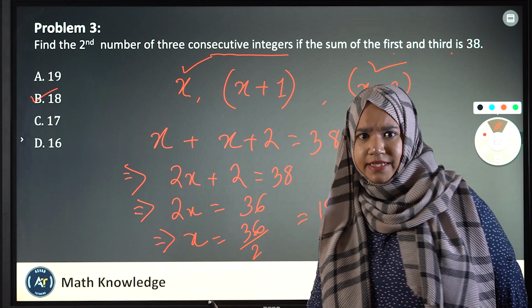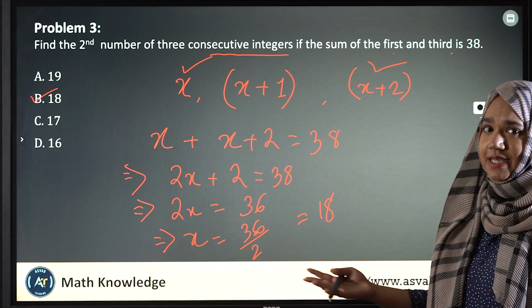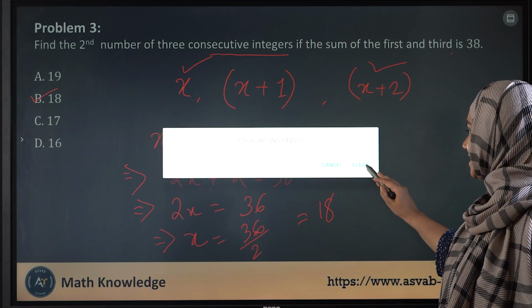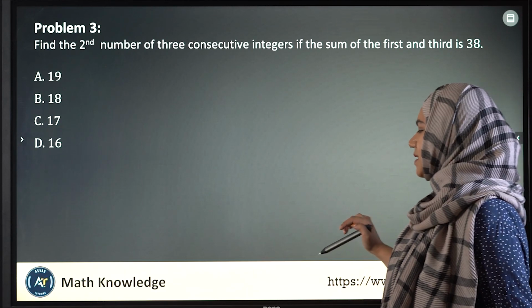For some reason, the answers are turning out to be B. Is it a curse or what? I don't know. Moving on to the next question. Is this answer also going to be B?